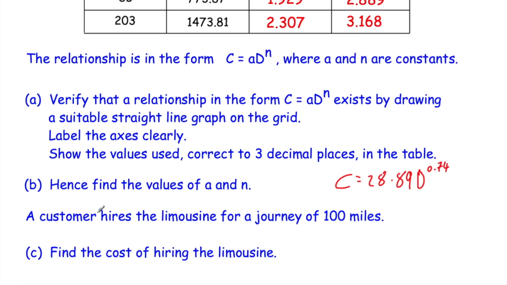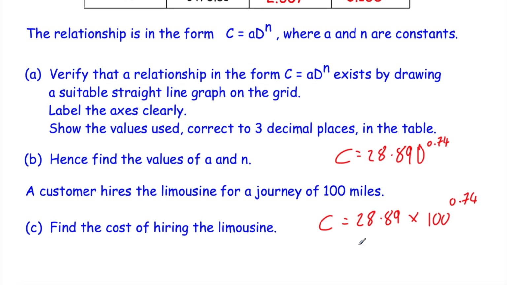Okay, let's look at our next part. Our next part then says a customer hires a limousine for a journey of 100 miles. Find the cost of hiring the limousine. So we've got the relationship. We know that the cost is equal to 28.89 multiplied by d to the power of 0.74. And we've been asked to find the cost of a journey that lasts 100 miles. So the distance is equal to 100. So that means we can substitute in 100 for the value of d. So that means the cost would be equal to 28.89 multiplied by 100 to the power of 0.74.